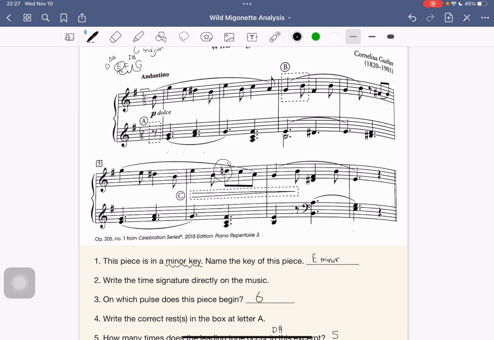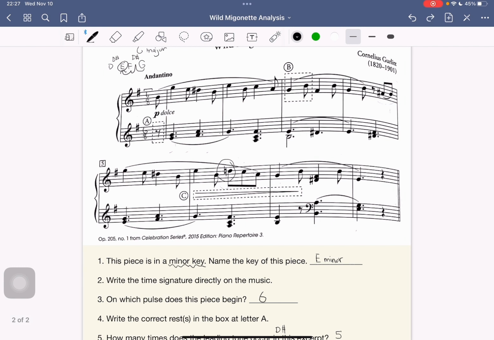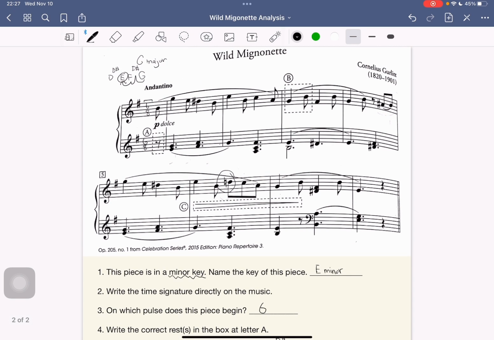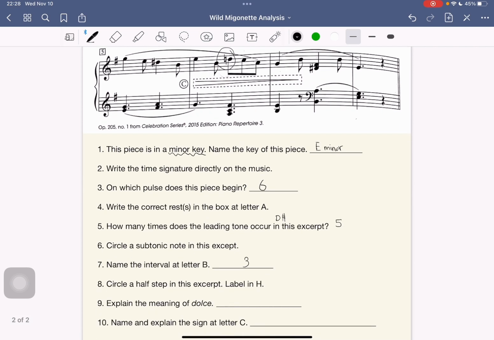Okay, and now for question 7, name the interval at letter B. Here we have G to B. We know that it's a third because if we count 1, 2, 3. So it has to be a third. But we need to determine if it's a major third or minor third. To do that, we look in the major key of the bottom note. In this case, it's G major. And we see if the top note belongs to that major scale. So we would see if B belongs to G major. And it does because in G major, there's no B flat or B sharp, it's just B natural. So this would be a major third.